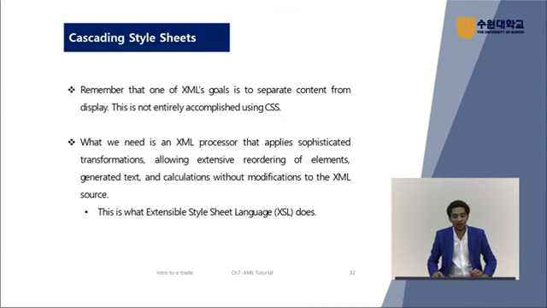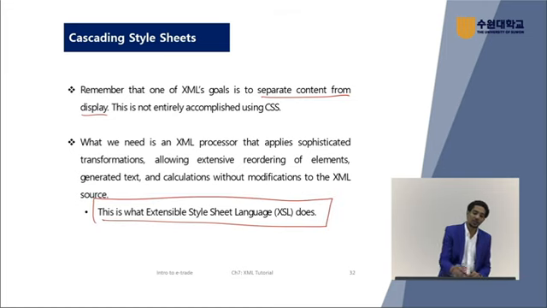So remember that one of XML's goals is to separate the content from display, right? So this is the objective. This will help the interoperability of XML, right? But this is not entirely accomplished by using CSS. So what we need is an XML processor that applies sophisticated transformations, allowing extensive rendering of elements, generated text, and calculations without modification to the XML source. So this is what extensible style sheet does, okay?